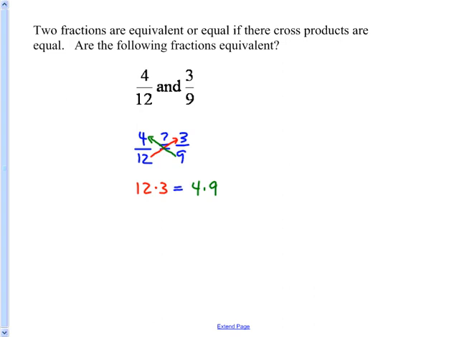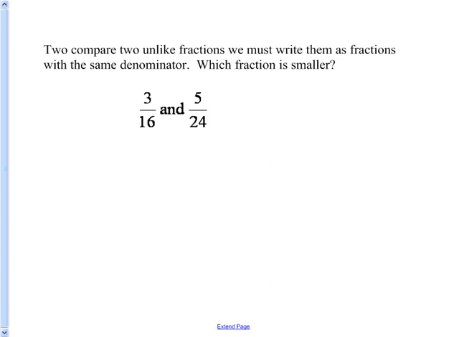So 12 times 3 is 36. 4 times 9 is 36. Since those are equal, then those two fractions must be equal. So that's a quick way of comparing two fractions. Sometimes the cross products are more difficult to find because the numbers are large, but we could always use that method.